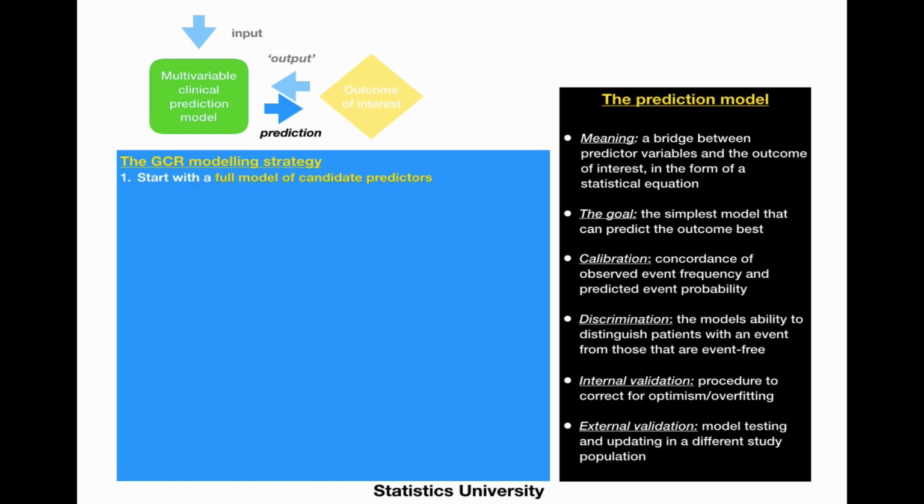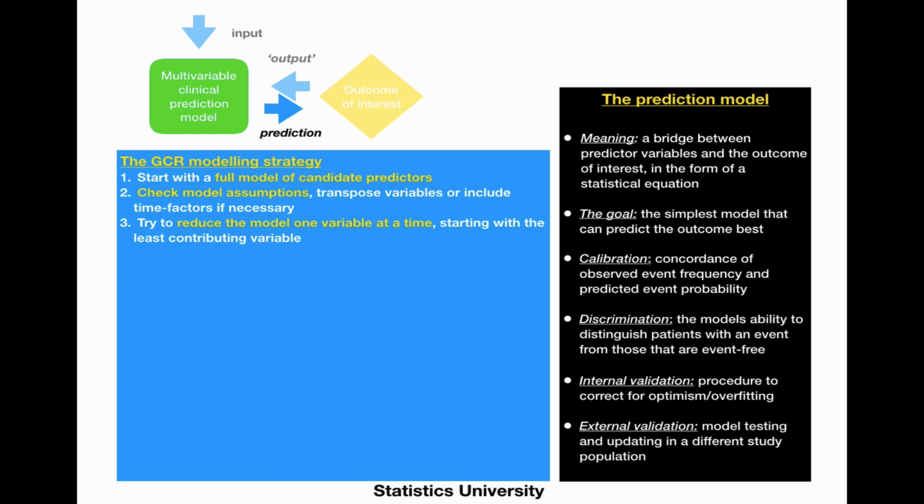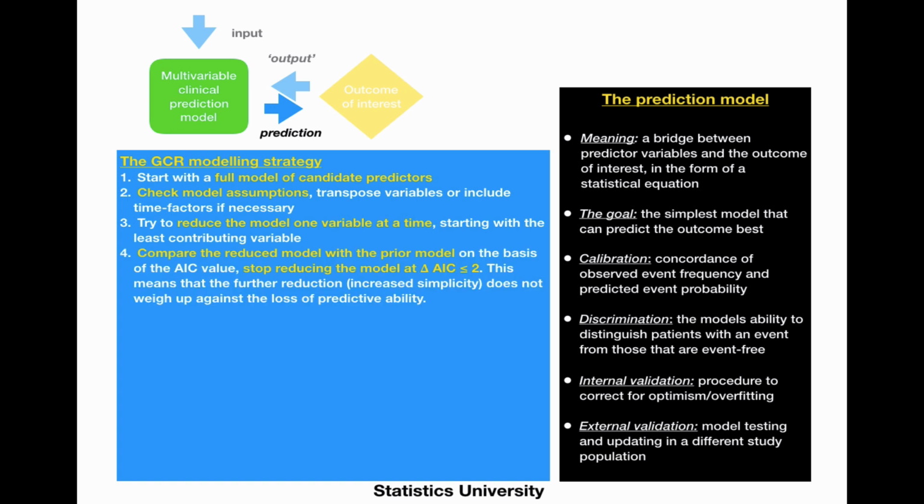Start with a full model of interesting candidate predictors, then check model assumptions, transform variables if necessary, or include time factors in the case of Cox proportional hazards regression with violation of the proportional hazards assumption. Subsequently, try to reduce the model one variable at a time, starting with the least contributing variable.